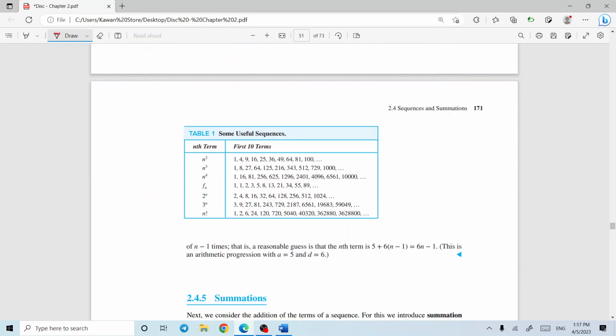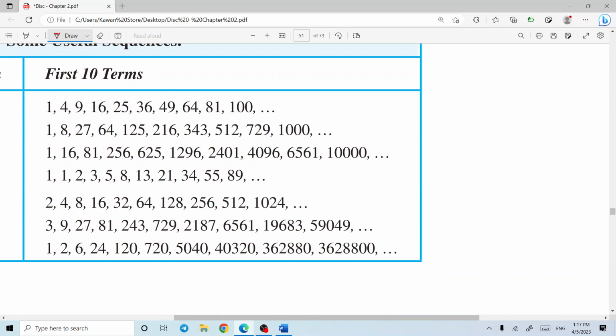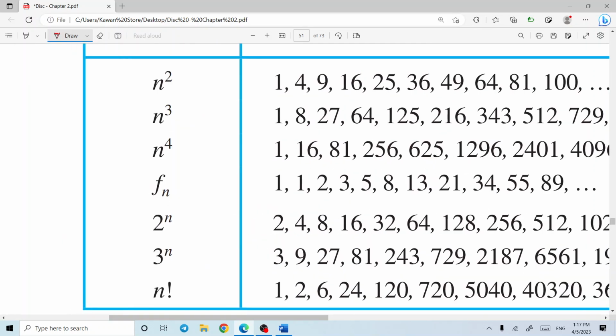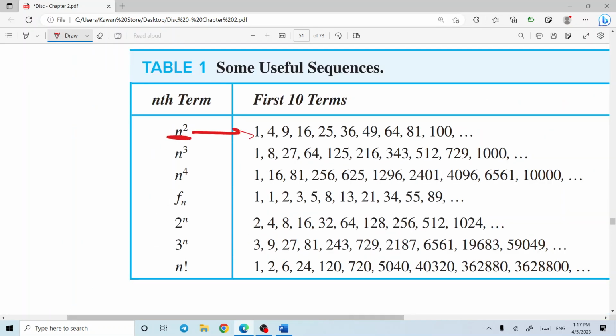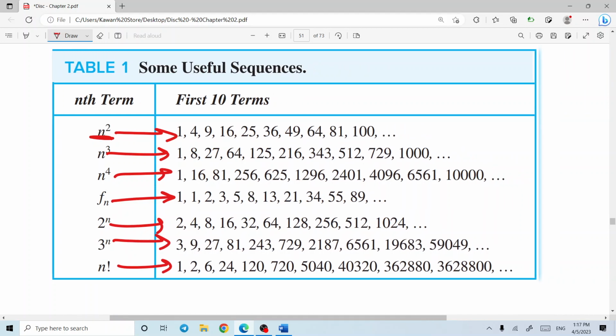I'm going to just show you something here to remember. We have n squared, and Fn is the Fibonacci, 2 to the power n, 3 to the power n, n factorial, familiar to you.